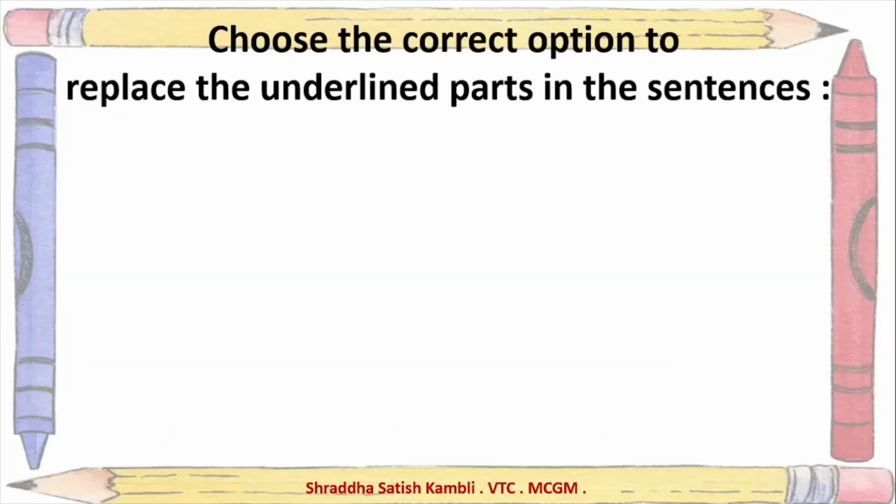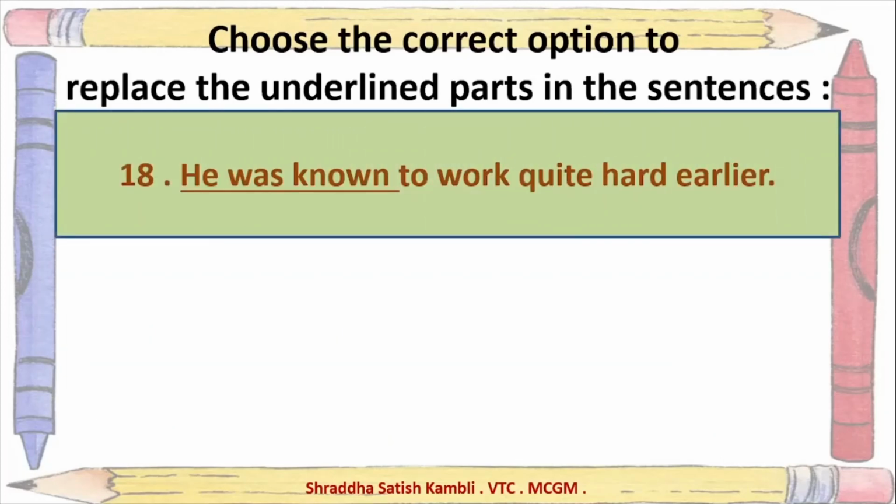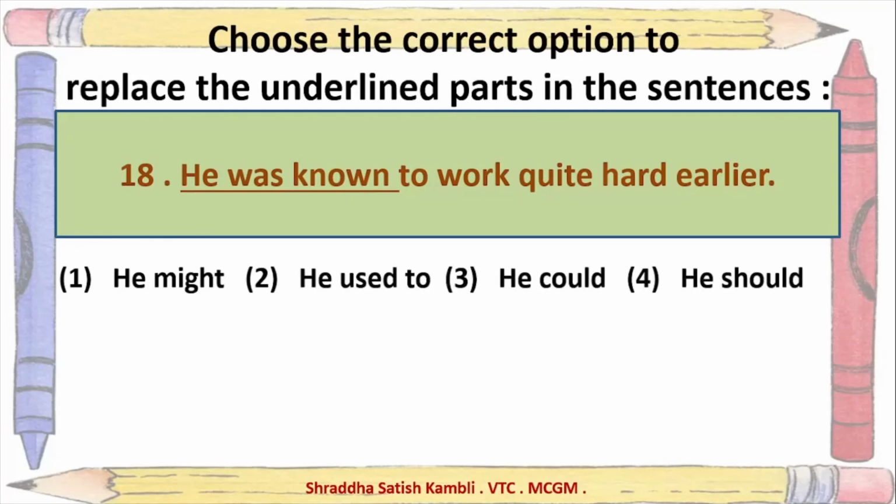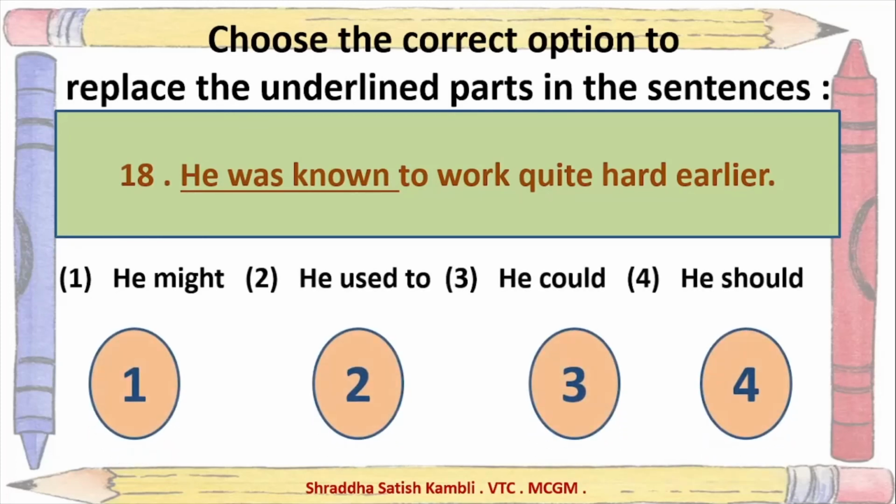Coming to the last question in this particular video. He was known to work quite hard earlier. Once upon a time, he was known to work quite hard. Now, we don't know whether he still works hard, or he stopped working hard, but we have to find a phrase which will replace "he was known". So will it be he might work quite hard, he used to work quite hard, he could work quite hard, or he should work quite hard? It is the second one, he used to work quite hard earlier. So once upon a time, he used to work very hard.